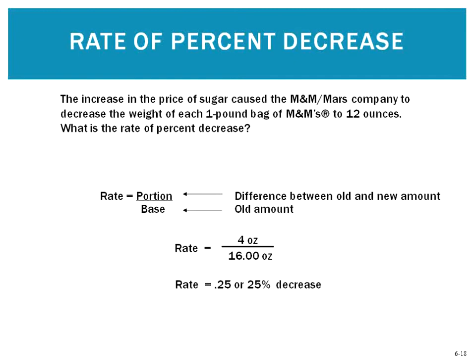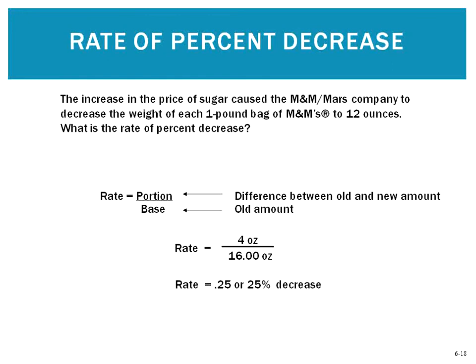Rate of percent decrease. The increase in the price of sugar caused M&M Mars Company to decrease the weight of each 1-pound bag to 12 ounces. So now, instead of getting 1 pound of M&Ms for a certain price, they're getting 12 ounces. Okay? So what was the old? 16. What is the new? 12. What is the difference? Step number 1. The difference between 16 and 12 is 4. Divided by the old. What were they getting? It changed from 16 to 12. So 16 was the old. 4 over 16 is 0.25, which is 25%. That is how much they decreased.